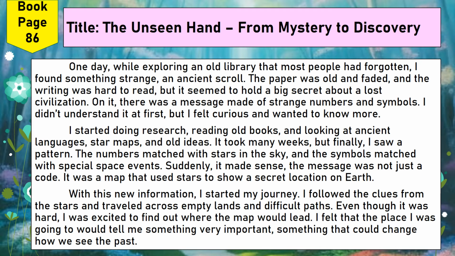I started doing research, reading old books, and looking at ancient languages, star maps, and old ideas. It took many weeks, but finally, I saw a pattern. The numbers matched with stars in the sky, and the symbols matched with special space events. Suddenly, it made sense. The message was not just a code. It was a map that used stars to show a secret location on Earth.